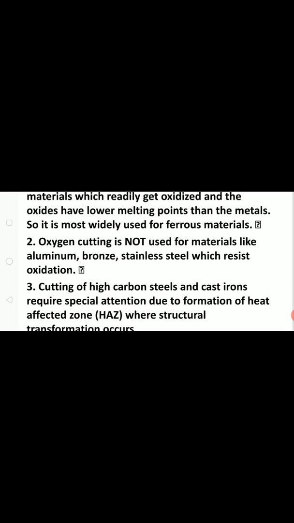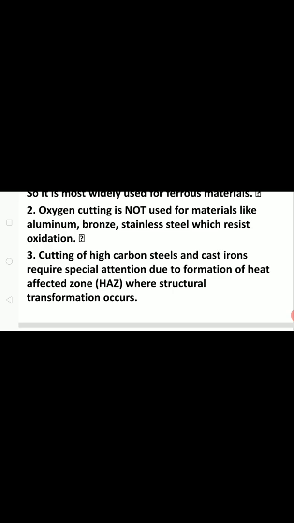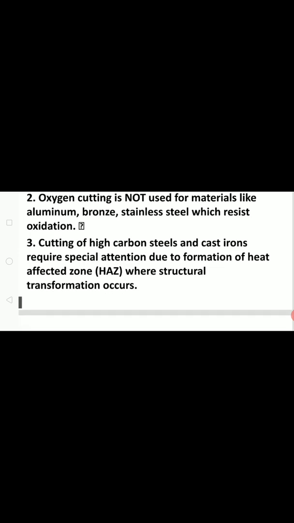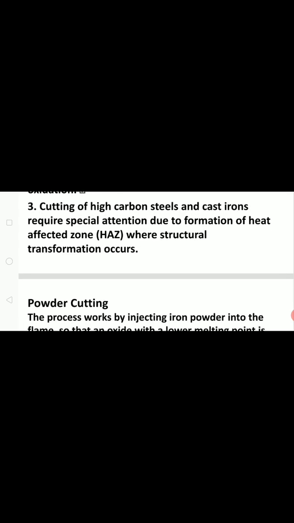Cutting of high carbon steels and cast iron requires special attention due to the formation of a heat affected zone where structural transformation occurs. However, the heat affected zone is a common tendency with ferrous materials, metals and alloys. You have to take care while cutting to avoid the heat affected zone.